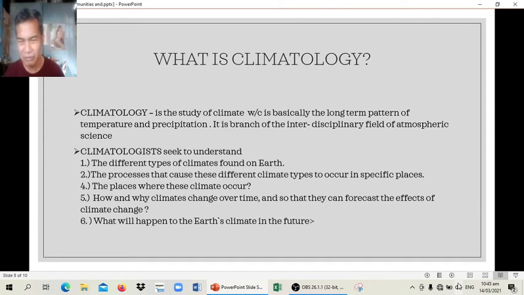It is the branch of interdisciplinary field of atmospheric science. So, science yan na may kinalaman kadikit na meteorology. Atmospheric science po yun. Climatologists seek to understand the different types of climates found on Earth. So, marami po yan. Iba ang klima sa Siberia. Iba po ang klima sa Middle East. Iba ang klima sa atin.